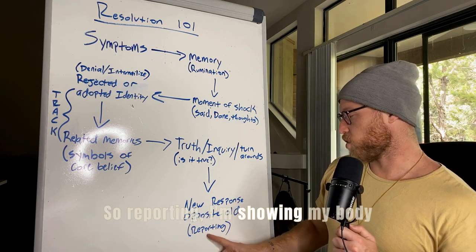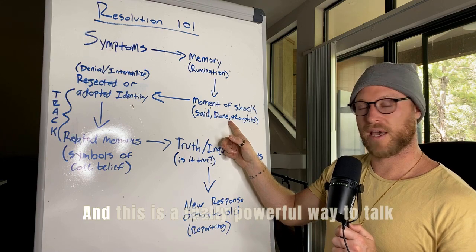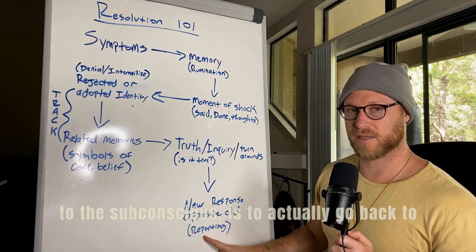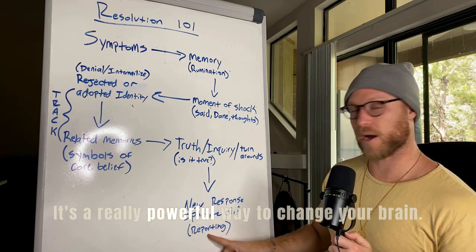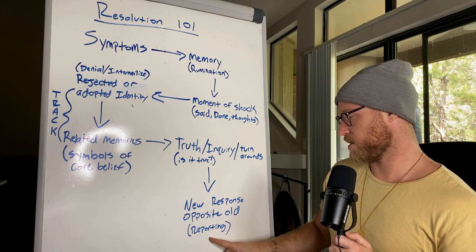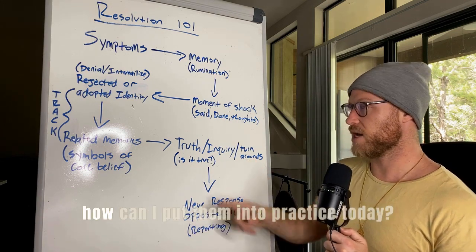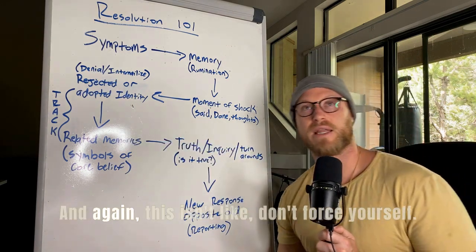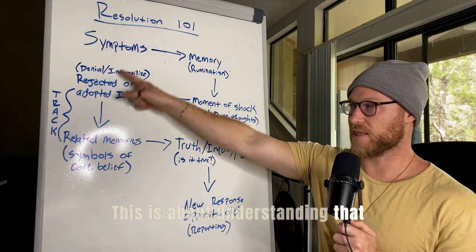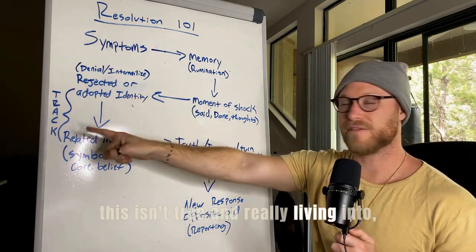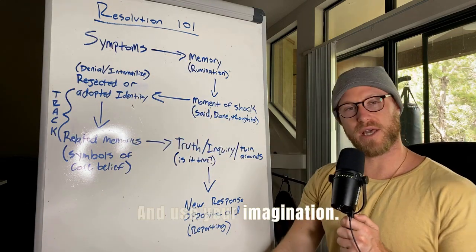So reporting, I'm showing my body this old dynamic is now safe. And it is a really powerful way to talk to the subconscious, to actually go back to that person and have that reporting conversation. It's a really powerful way to change your brain. And then secondly, you look at, what are my new responses? Well, they're the opposite of the old. How can I put them into practice today? And again, don't force yourself. This isn't about willpower. This is about understanding that this isn't true and really living into, who would I be without it? And use your imagination.